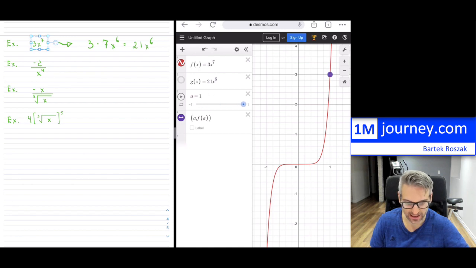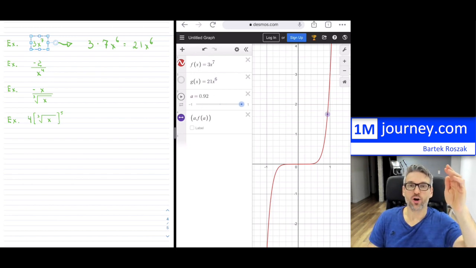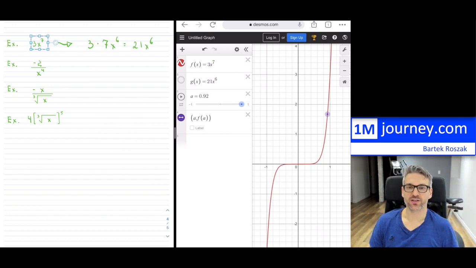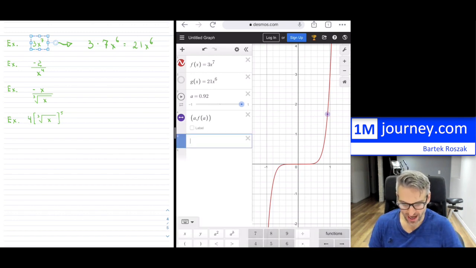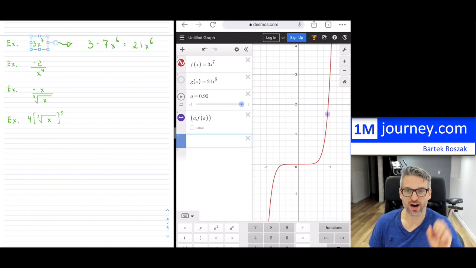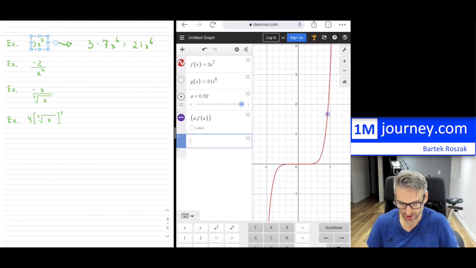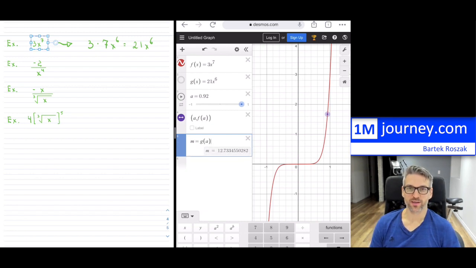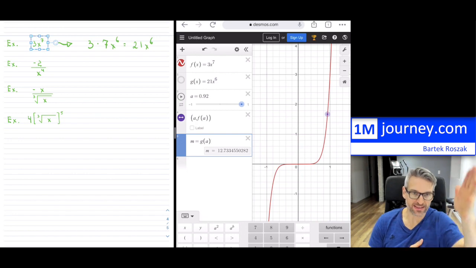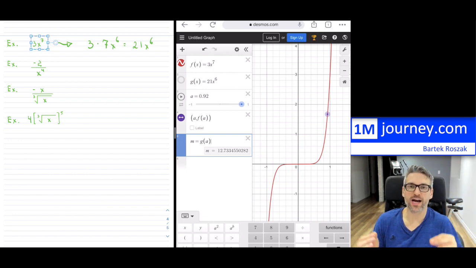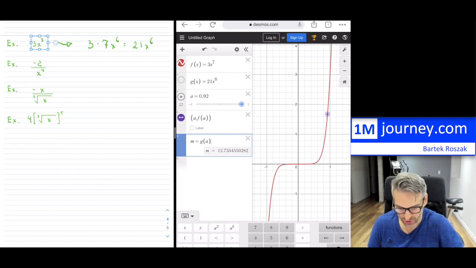I want to be able to see the slope, and I'm going to find the tangent line at that slope if it really is this 21x to the 6. If I have a point and I have a slope, so my slope m is equal to g at a. So that is my slope. Now, if I want to find the tangent line, which is y is equal to mx plus b, I can certainly do that.